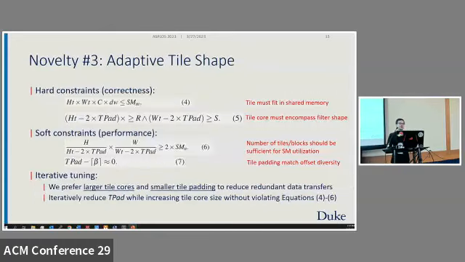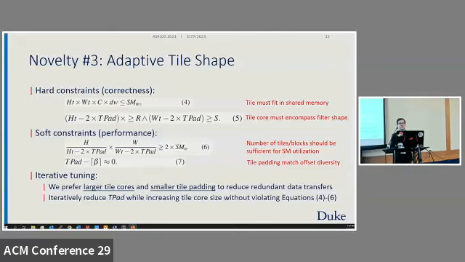And then finally, how do we determine the actual tile shape that's optimal for our workload? There are some hard constraints and soft constraints. In terms of hard constraints, obviously the tile must be able to fit inside the shared memory. And the second one is tile core must encompass the entire filter shape. This is so that the offset convolution can perform to completion without having to go through global memory.